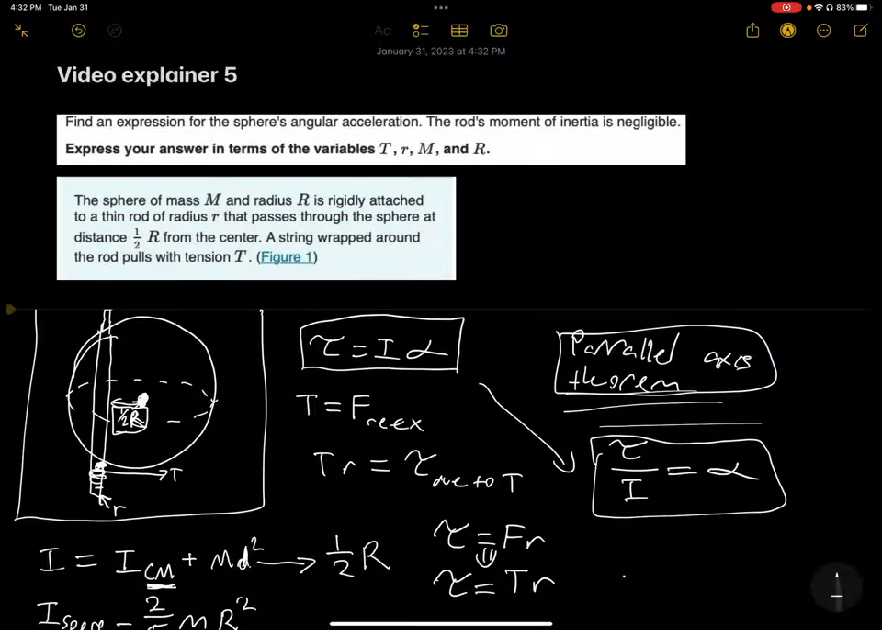Alright, so this is my video explainer 5, and the scenario is asking if a sphere of mass M and radius big R is rigidly attached to a thin rod of radius little r that passes through the sphere at distance 1/2 big R from the center, and a string wrapped around the rod pulls with tension T, find an expression for the sphere's angular acceleration, and the rod's moment of inertia is negligible.